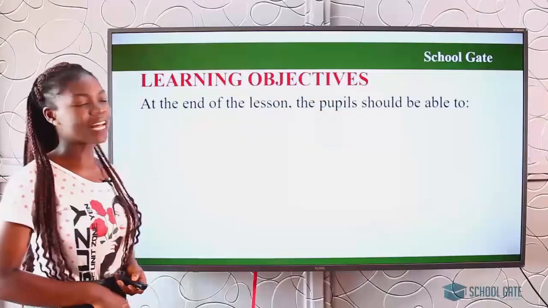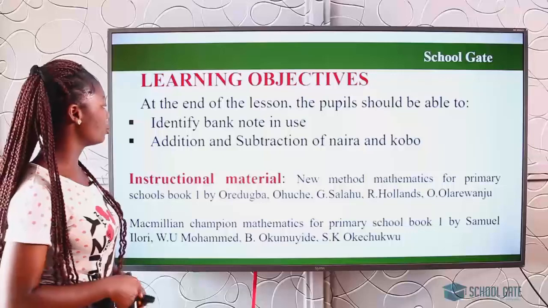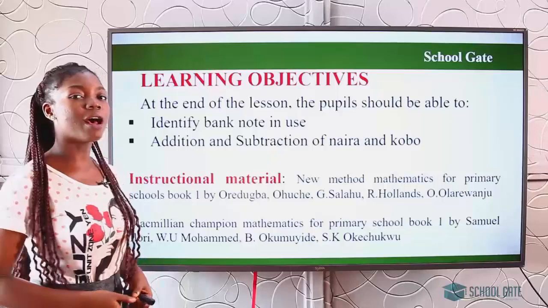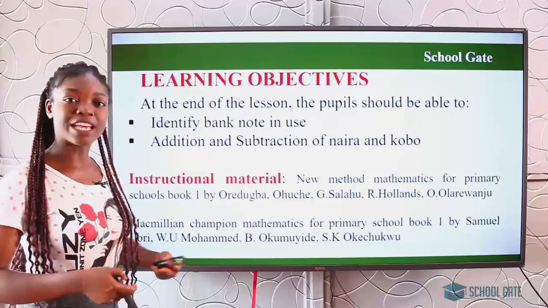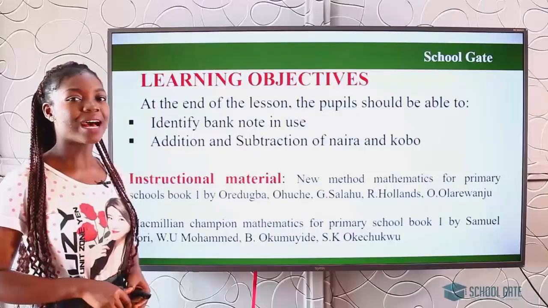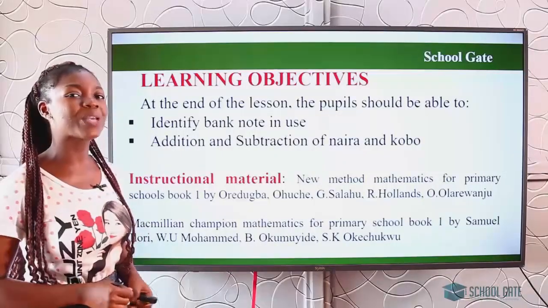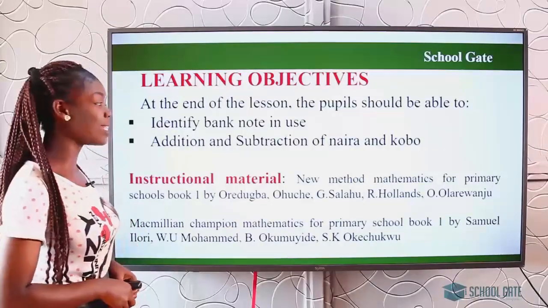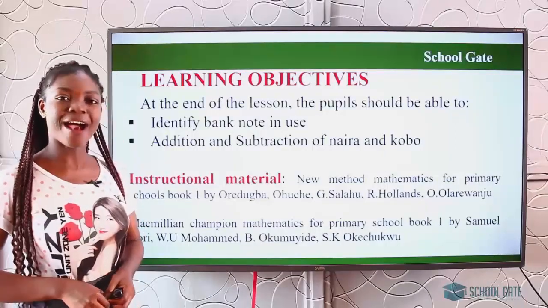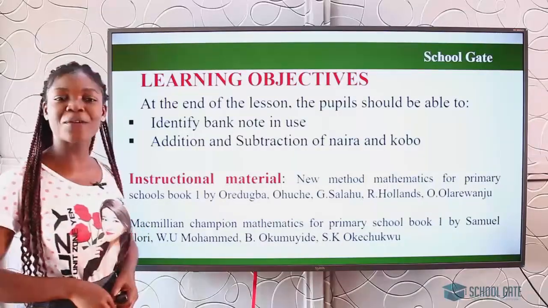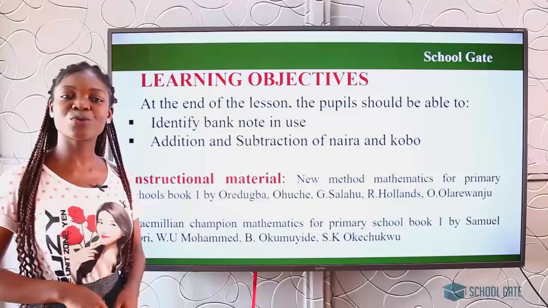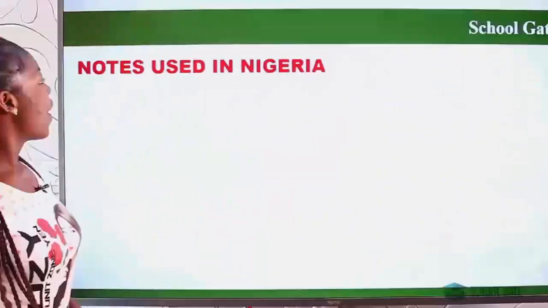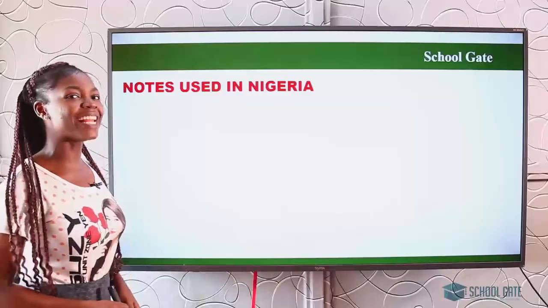Our learning objectives. At the end of the lesson, you should be able to identify banknotes in use. Remember I told you that coins were in existence before in the ancient times, olden days, but they are no longer in use. So what we use now is the bank notes, and then we also want to look at how to add and subtract naira and Kobo. Our instructional material will be Makings of New Method Mathematics for Primary Schools Book 1 and Macmillan Champion Mathematics for Primary School Book 1.